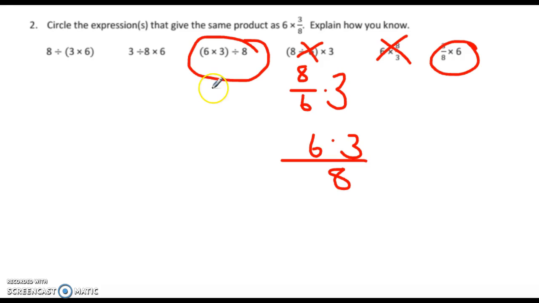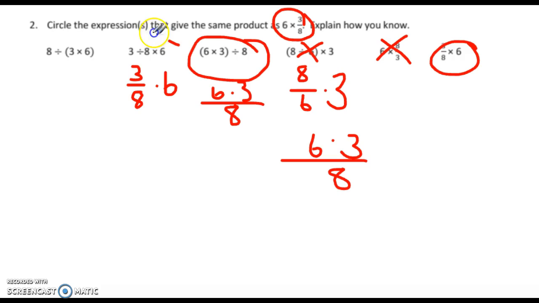If I rewrote this one as a fraction, it would really look exactly the same as when I rewrote this one as a fraction. If I take a look at this, I've got 3 divided by 8, and that's what I would do first. Well, 3 divided by 8, written like a fraction. Oh, looks just like this, and then I'm multiplying by 6. So same amounts, just different order, and that doesn't matter for multiplication, so that works.